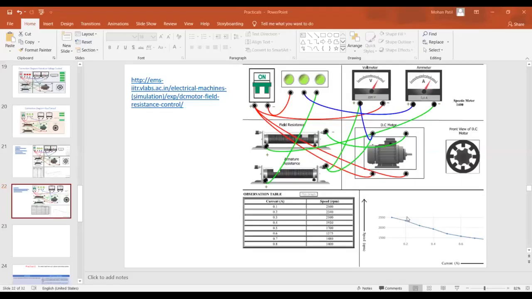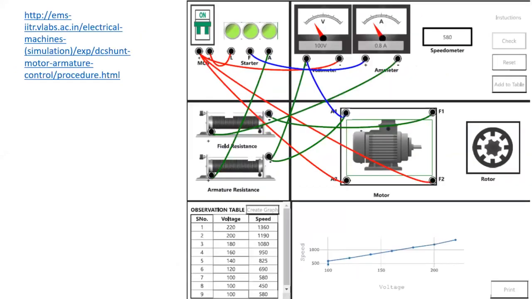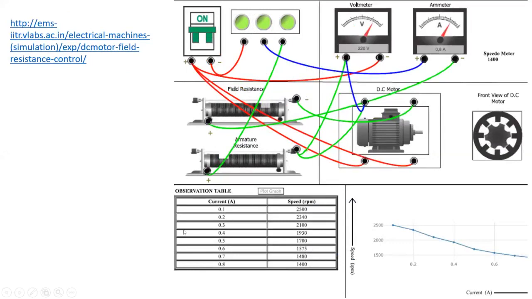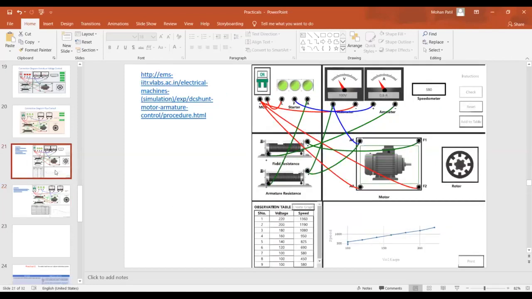I'll change the screen. So that is already there on this. So you can find that. So this is for field current. This is for field current weakening method, readings, graph, and this. Okay. And this is for the another, that is armature voltage. So I think you can perform this experiment on your own.